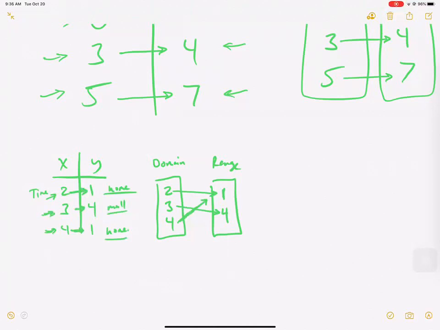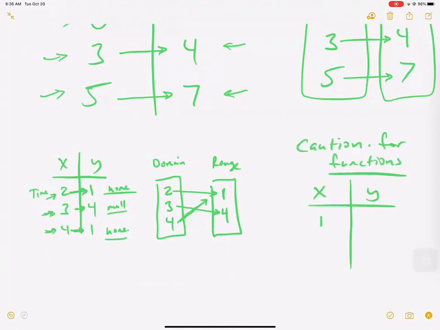But here is a caution for functions. Not everything is what we call a function. Some machines don't make sense. So here's a machine that doesn't make sense. If I write 2, 3, and 2, and let's do 1, 2, 3. We're at home. We're at Target. And we're at school.